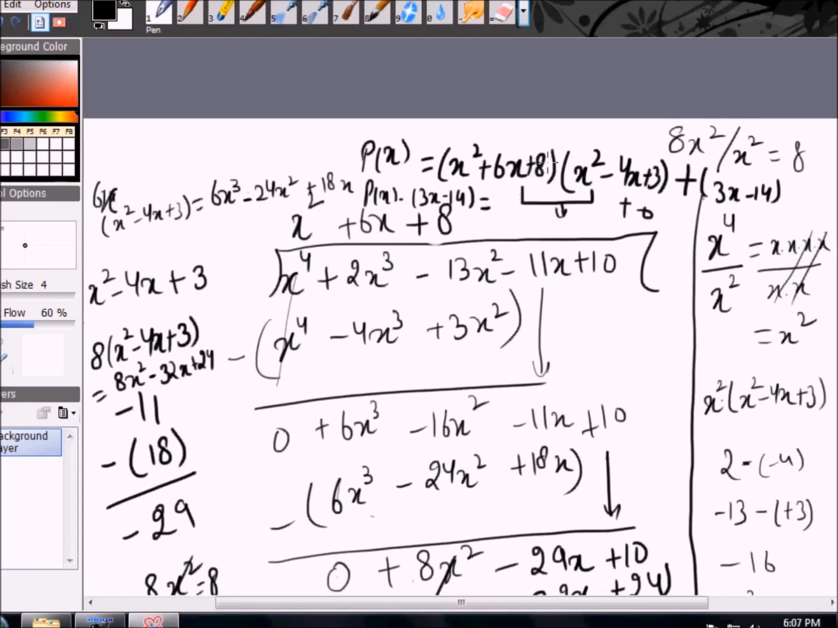Thus if we have remainder 0, then we can say that this p(x) minus this remainder is totally divisible by x square minus 4x plus 3. Thus the polynomial to be subtracted is 3x minus 14. Clearly the polynomial 3x minus 14 has degree 1, which is less than the degree of the divisor u(x), which is 2.